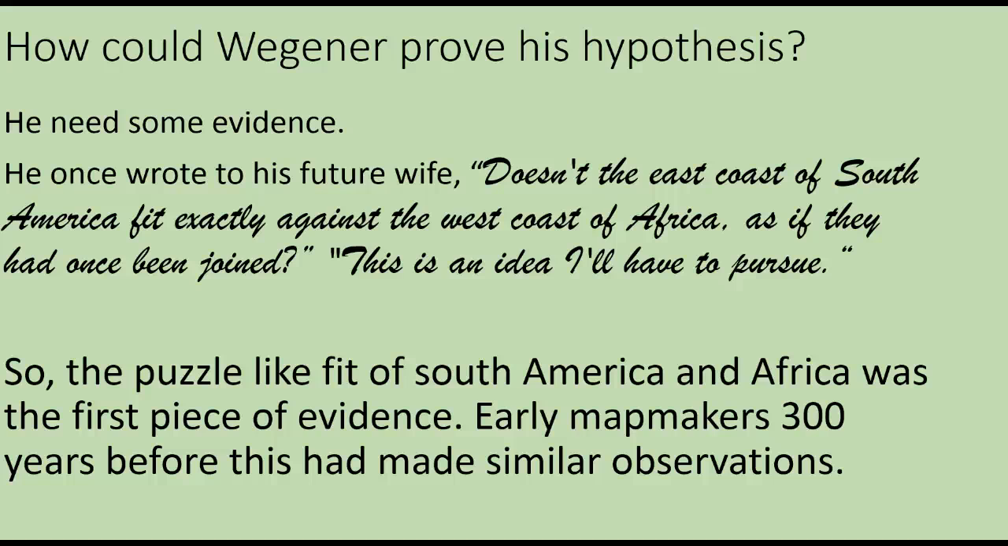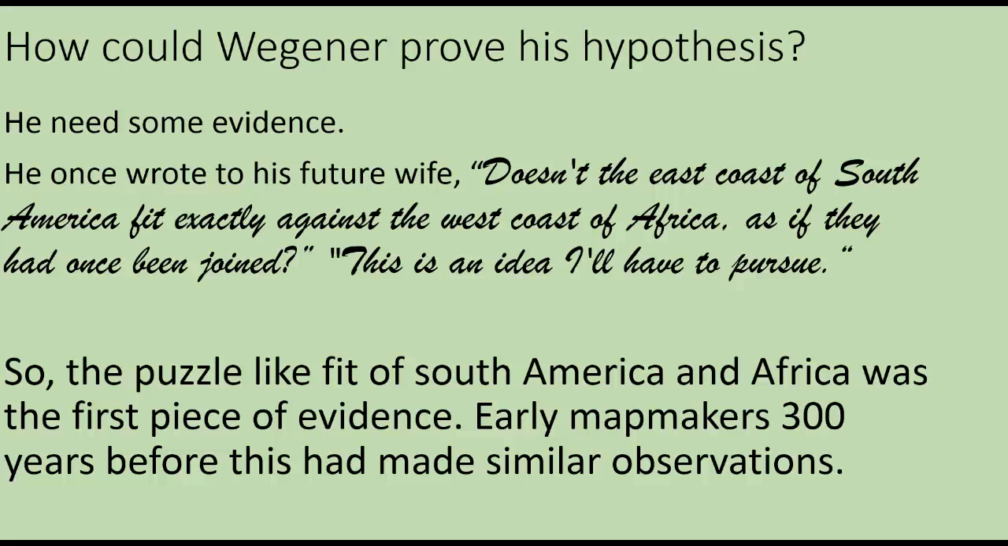So how could Wegener prove his hypothesis? He needed some evidence. Anytime you want to make a hypothesis and you have to do an experiment, you're going to get some evidence. So one of the first pieces of evidence that he looked at was the puzzle-like fit of Africa and South America. I don't know if you've ever noticed this before, but it fits kind of like two puzzle pieces.